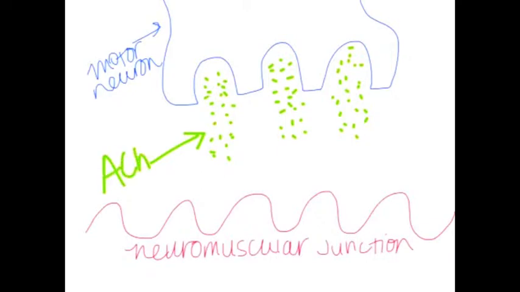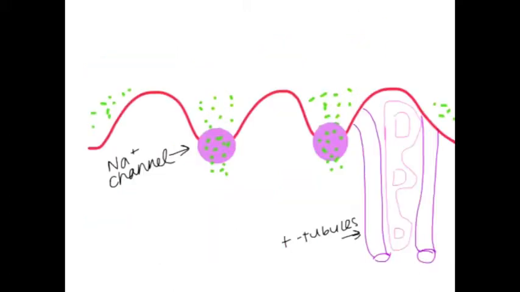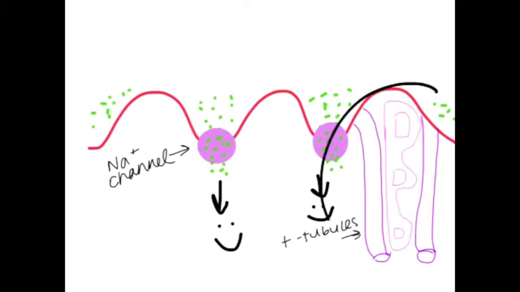Acetylcholine is the neurotransmitter that is released into the neuromuscular junction. Due to the release of this neurotransmitter, the chemically gated sodium channels open. This causes the muscle cell membrane to depolarize.